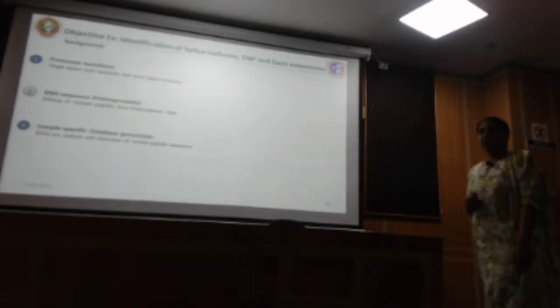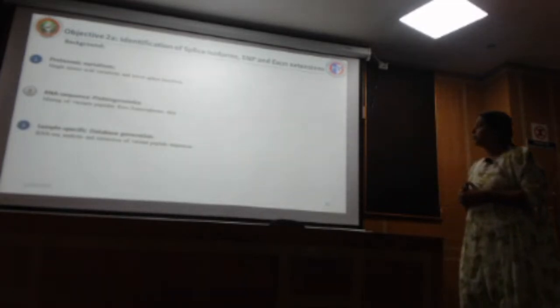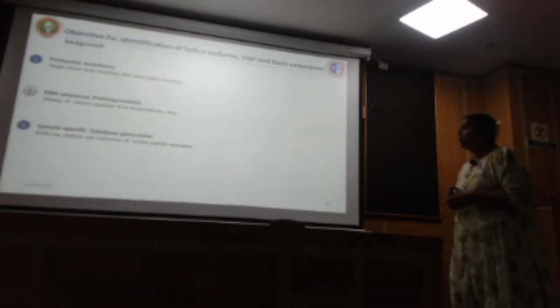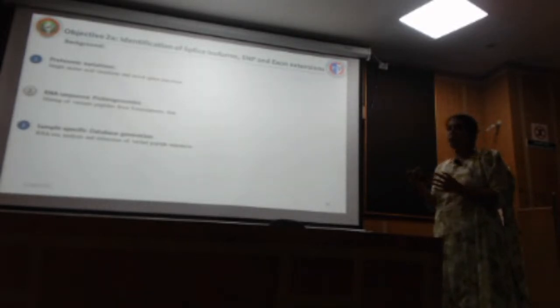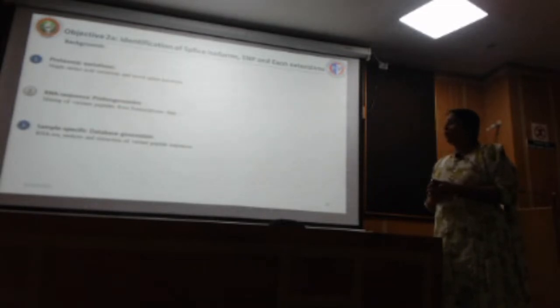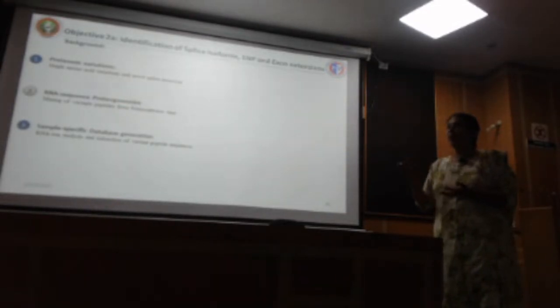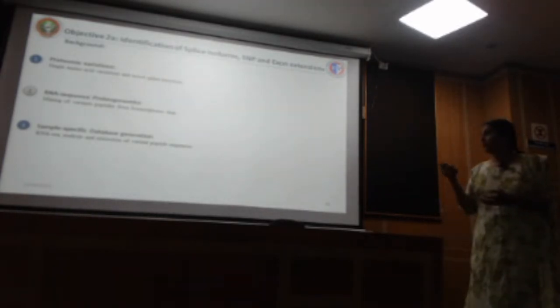So coming to the second objective, the identification of splice isoforms, SNPs and exon extensions. So what are the proteomic variations? These are single amino acid variations and novel splice junctions. Alterations in these have a significant impact on the structure and function of proteins, and hence it is important to understand these variations.